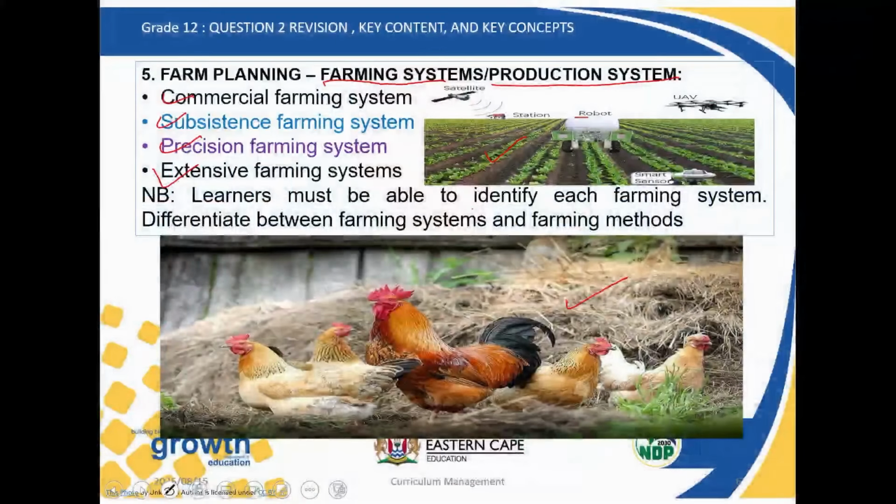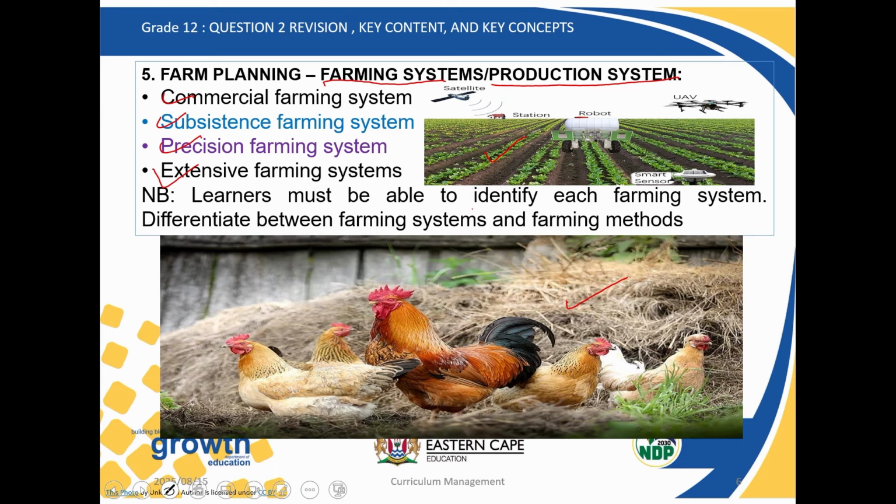So the two pictures that I have here, this one, it shows what? Your precision farming, the one with your satellite, your stations, your robot, your smart sensors. It shows you what? Your precision farming, smart agriculture. And then where you have this chicken here, it shows you your subsistence farming, because it's just the open field here. They're just roaming around. In the examination, you should be able to identify those pictures and get all the marks that are there. Easy pickings, these ones.